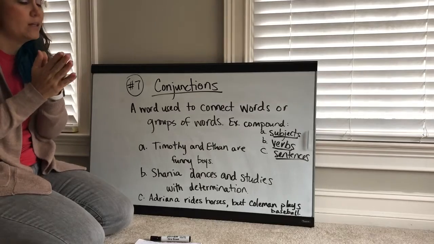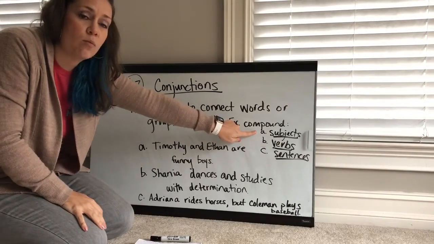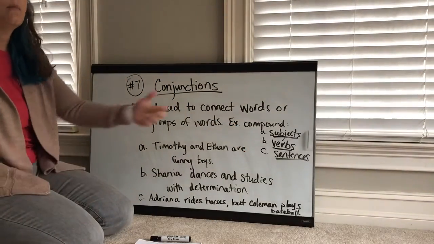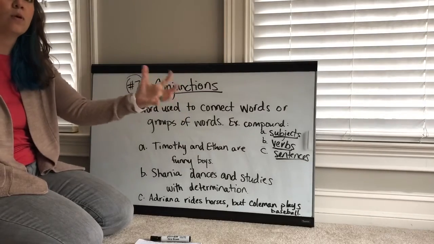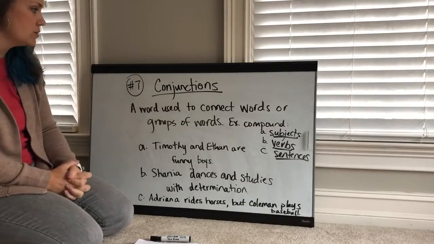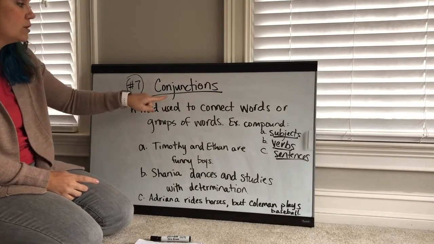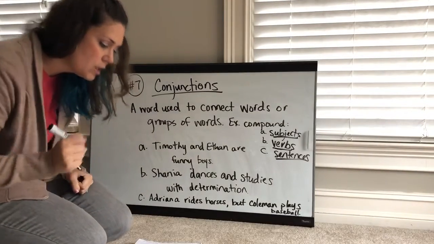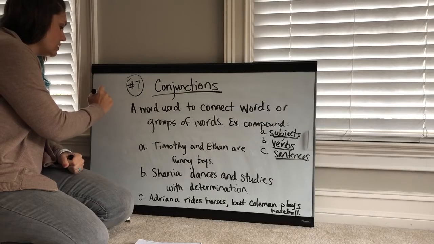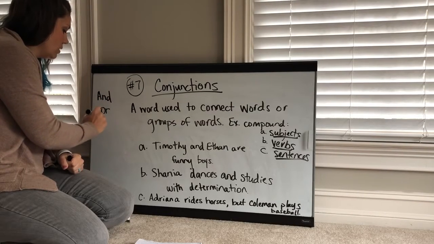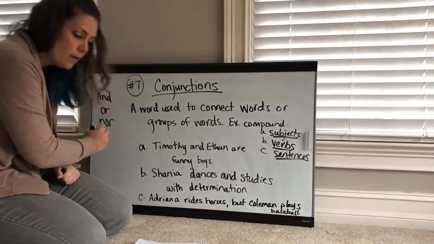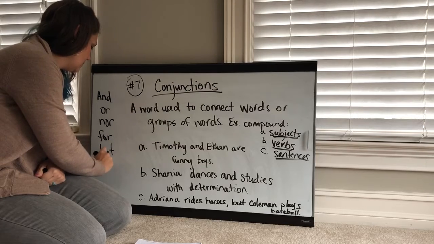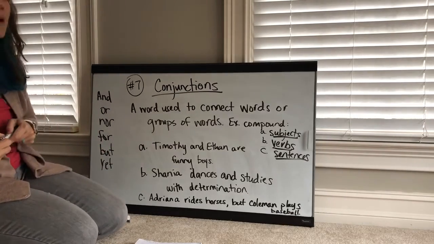Compound can be applied to lots of things. We can have compound subjects with more than one subject. We can have compound verbs, more than one verb. And we've talked about compound sentences, more than one sentence. Anytime you have 2 or more joined together, we're talking compound. If we have compound, we are typically using conjunctions to join them. There are some very common conjunctions in our English language. Ones that we use are these: and, or, nor, for, but, and yet. These are the most common joining words.